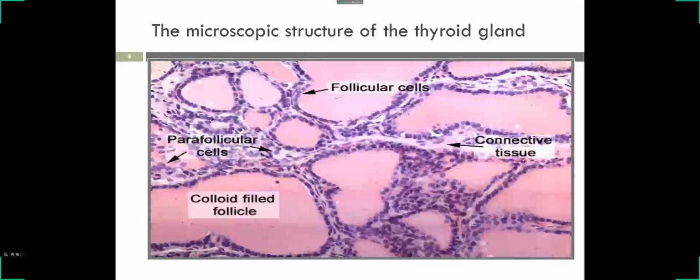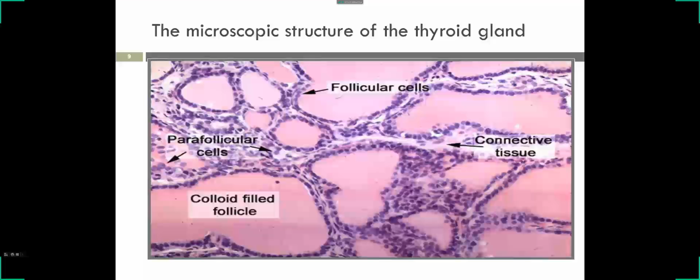So again, single layers of follicular cells form these circles. Inside you have this colloid filled with follicle, which we'll go into, thyroglobulin hormone. In between the follicles, you have parafollicular cells and blood vessels, along with this white connective tissue to maintain the structure of the entire gland. So that is the gross anatomy of the thyroid.